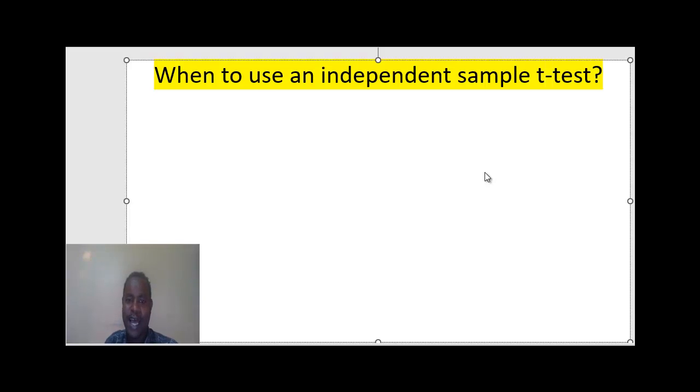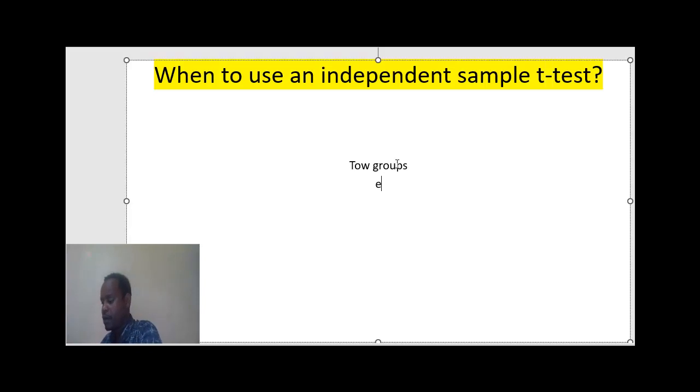In this tutorial, we're gonna answer the question of when to use an independent sample t-test, or another name for independent sample t-test, two-sample t-test. So when we use a two-sample t-test is the question that this tutorial would address. To begin with, independent sample t-test is among the parametric tests that we use to compare the means of two groups. So an important point in understanding independent sample t-test is there should be two groups.